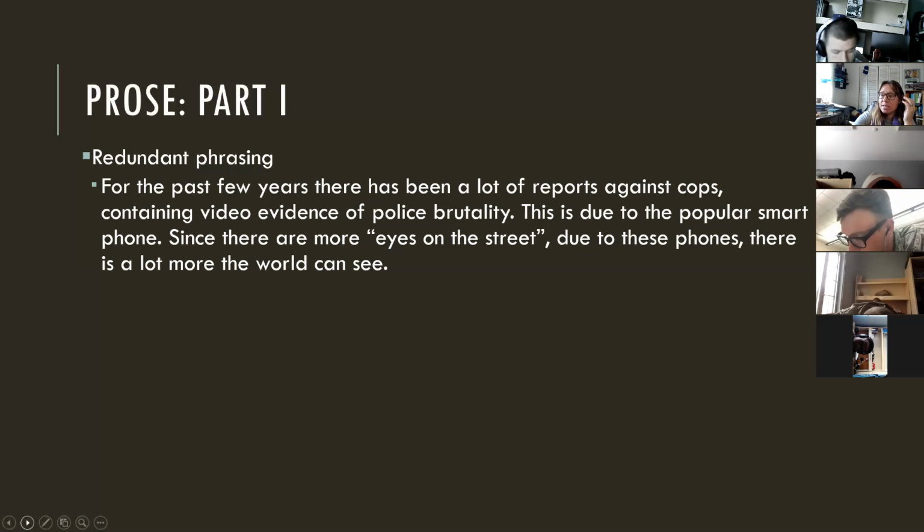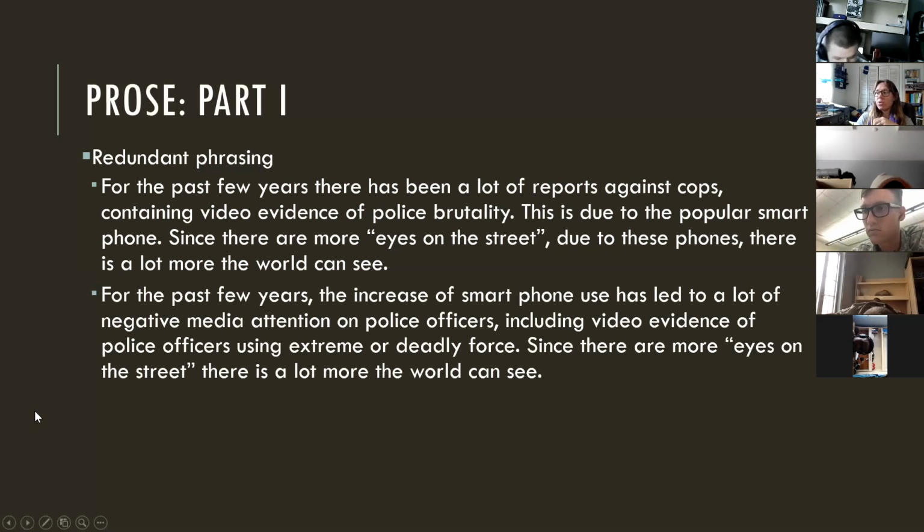So I fixed the sentence to read, for the past few years, the increase of smartphone use has led to a lot of negative media attention on police officers, including video evidence of police officers using extreme or deadly force. Since there are more eyes on the street, there is a lot more the world can see. So I just removed this redundancy of the phones right here, and they were kind of dancing around the negative report. So I just said it a little bit more clearly. So be careful you're not using the same phrase over and over and over again. I see that a lot.